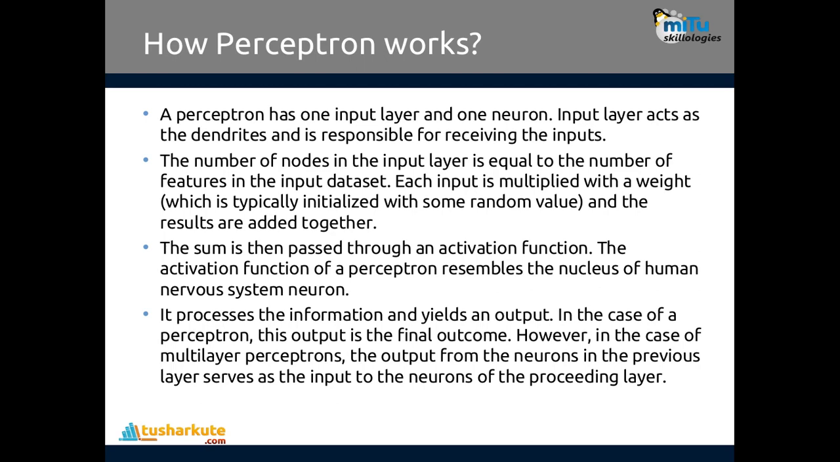So here we have that activation function also. It processes the information and yields an output. In the case of a perceptron, this output is the final outcome. That is the single layer perceptron. However, in the case of a multi-layer perceptron, that is MLP, the output from the neurons in the previous layer serves as the input to the neurons of the next layer, and it passes information from the first layer to the second layer to the third layer, third to fourth, and so on, till the last output layer is reached.